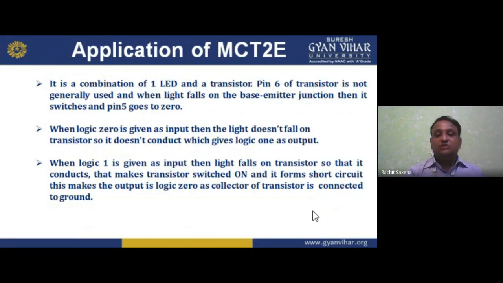When logic 0 is given as an input, when the light doesn't fall on the transistor, the transistor switch doesn't conduct, which gives logic 1 as output. When logic 1 is given as an input, then light falls on the transistor so that it conducts. As I earlier told you, the LED basically pours the light on the transistor, so that makes the transistor switch on; the emitter base connection forms a short circuit. This makes the output logic 0, as the collector of the transistor is connected to the ground. So we are getting this.